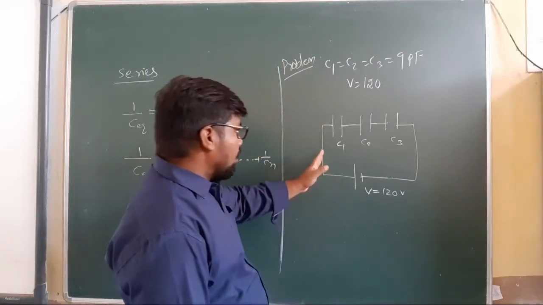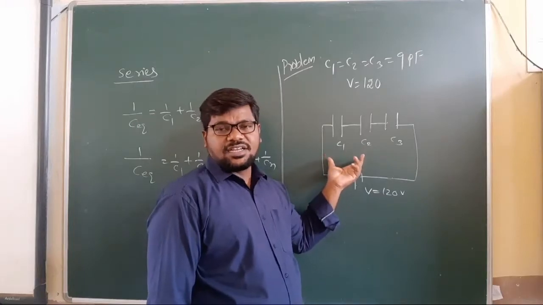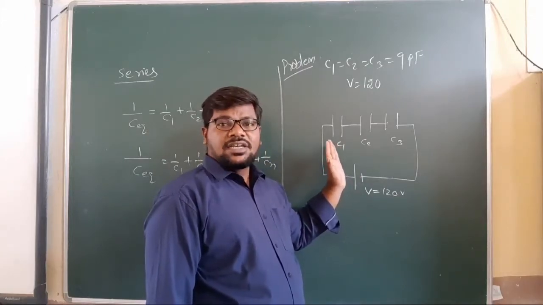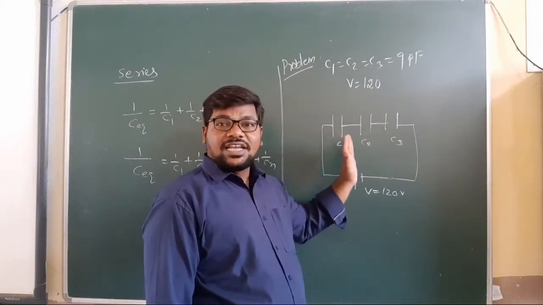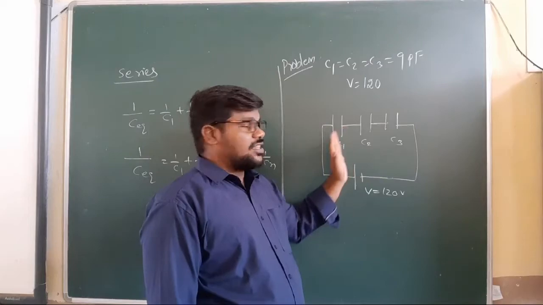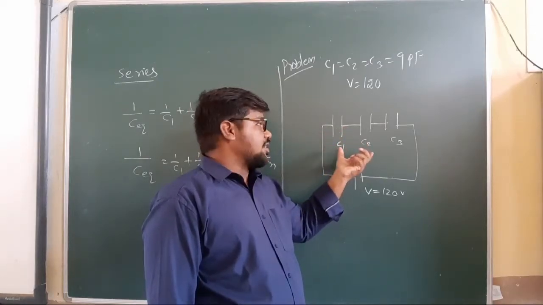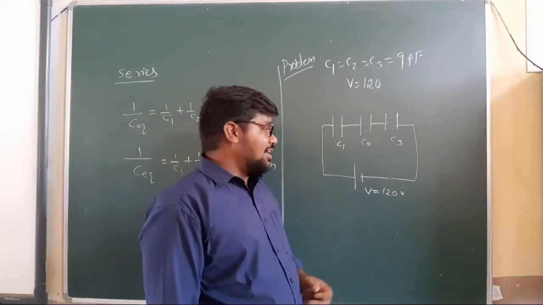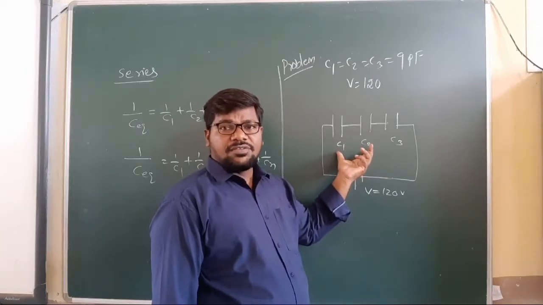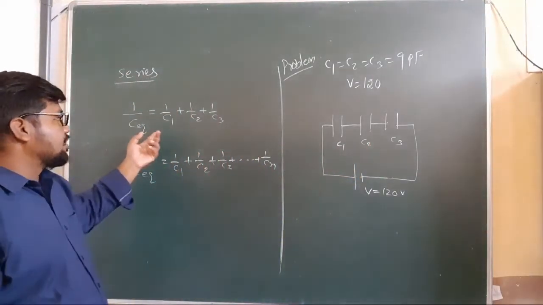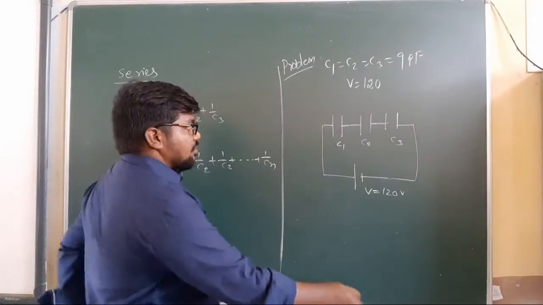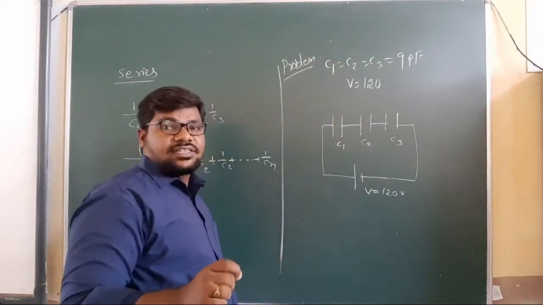Clear? So this connection we can call a series connection. Series connection means end to end connection. The first capacitor's negative terminal is connected with the second capacitor's positive terminal. This type of connection continuing from one to another is a series capacitance circuit. Whenever capacitors are arranged like this, which formula do we use? 1 by C is equal to 1 by C1 plus 1 by C2 plus 1 by C3.